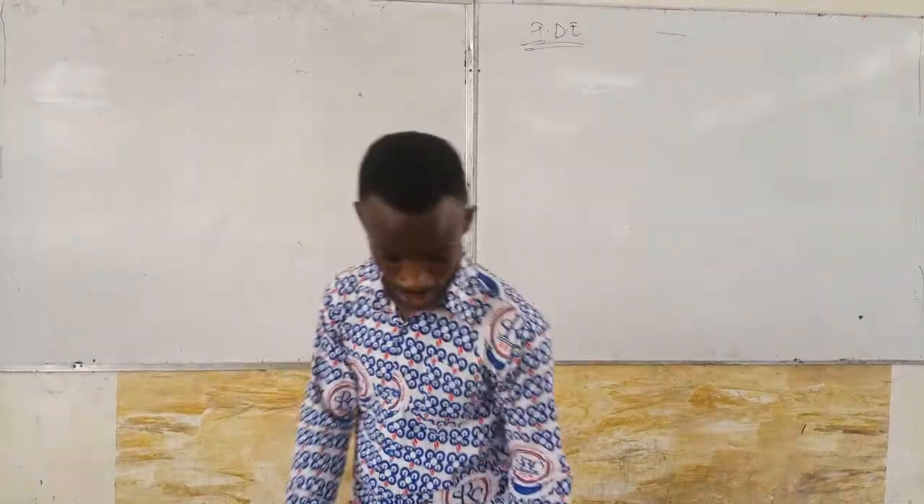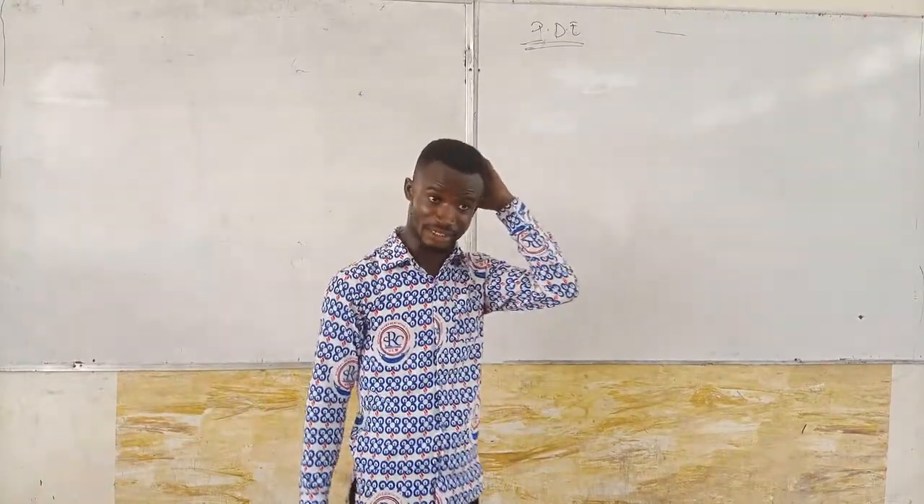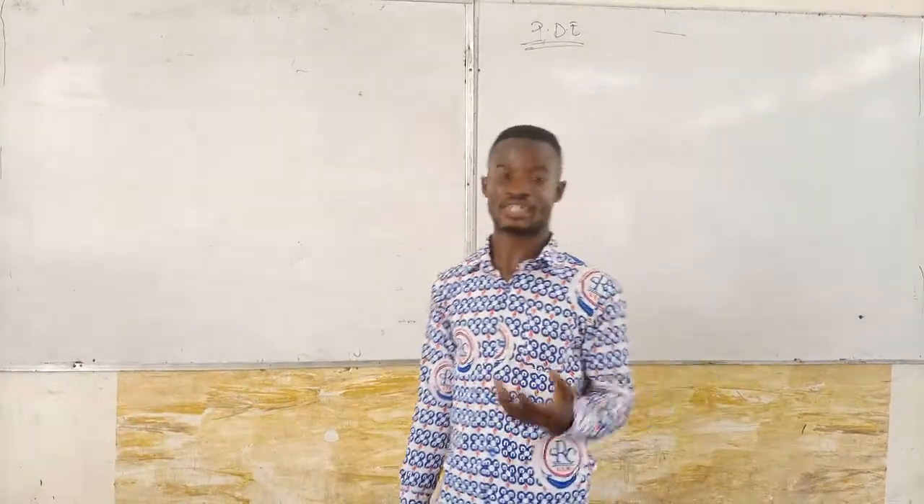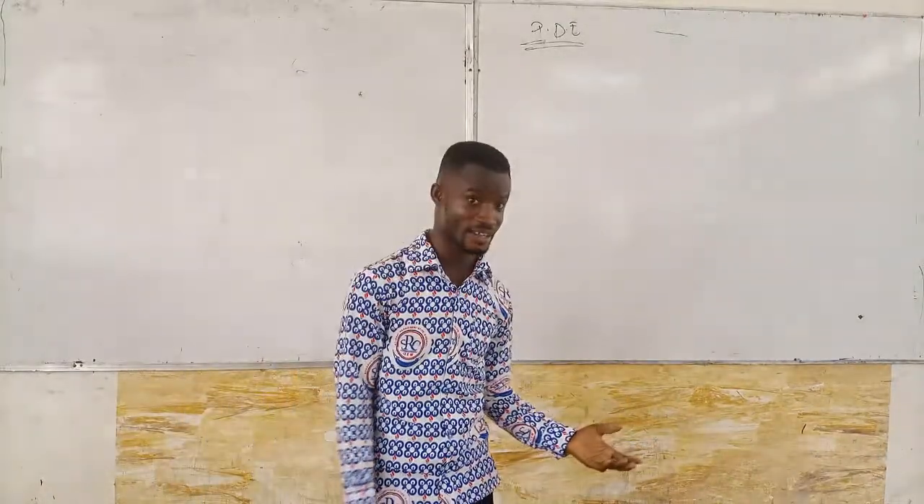Okay, we start. So we started with the method of what? The last time we met: the method of the characteristic equation, and we did linear and semi-linear.